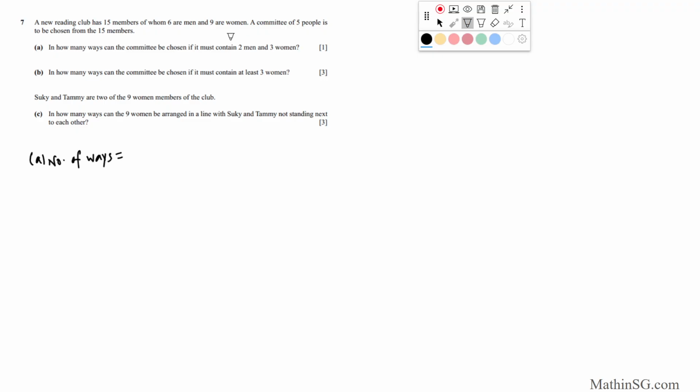So, number of ways. I want to choose 2 men from 6 men, so it's 6 choose 2. I need to choose 3 women from 9 women, so it's 9 choose 3. And I need to choose 5 of these people together, so it's a multiplication. Type this into a calculator, I'll get 1260.